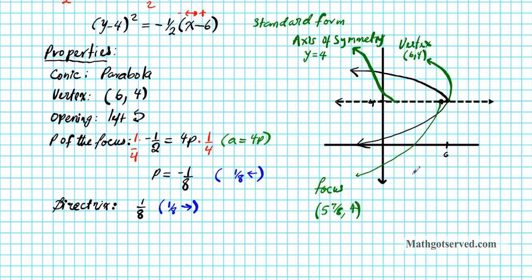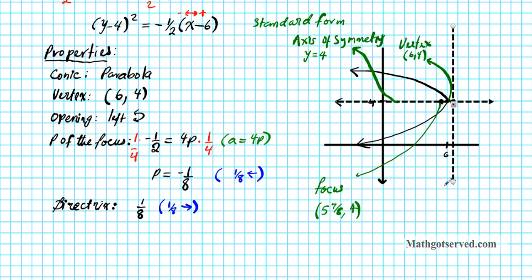The next thing we're going to graph is the directrix. So the focus goes 1/8 units to the left, and the directrix is going to go 1/8 units to the right. So somewhere there, I kind of exaggerated it a little bit, it is much closer. And then what is the equation of the line of our directrix? So this is our directrix right here.